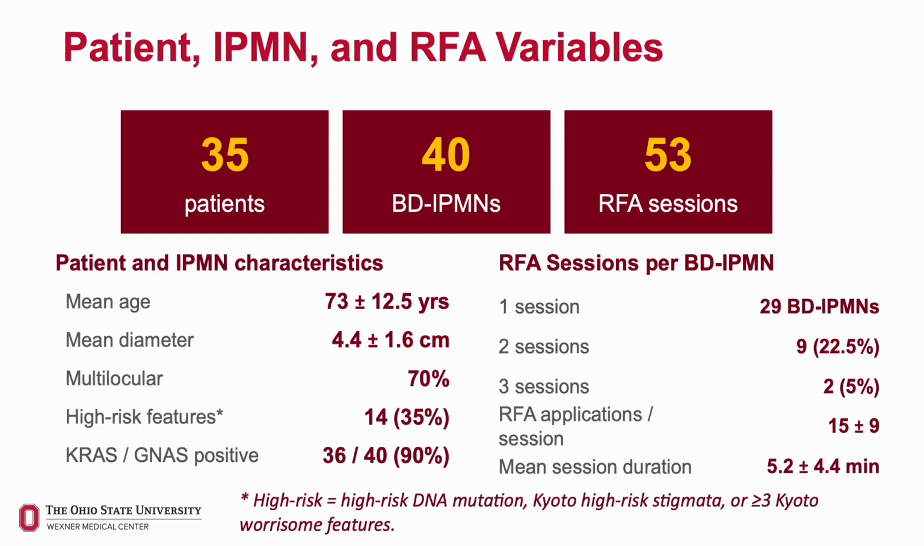Now, this is the extension of the same ARRAY study. This is the latest update. RFA was performed in 40 branch duct IPMNs in 35 patients involving 53 sessions. The mean lesion size was 4.4 centimeters. And in 35% of these, there were high-risk features, which were either by NGS or endomicroscopy showing high-grade dysplasia, or Kyoto variables showing high-risk stigmata. A mean of 15 RFA applications were applied per cyst, and the total mean duration of RFA alone per case was 5 minutes.